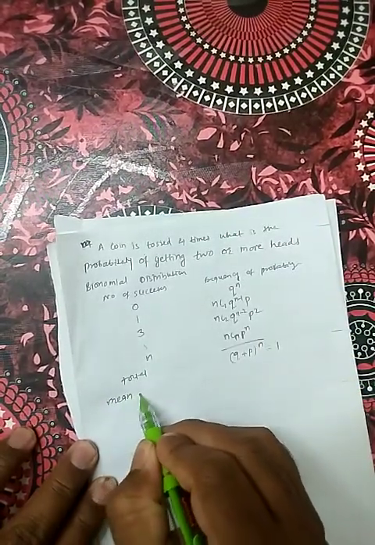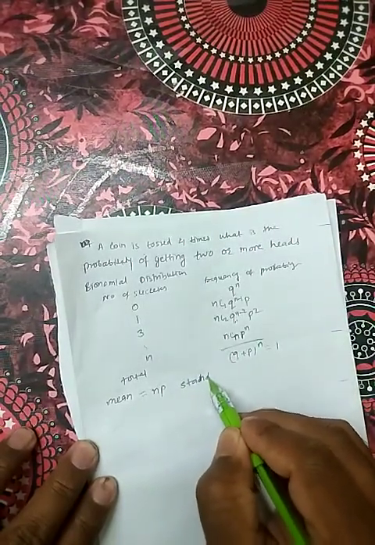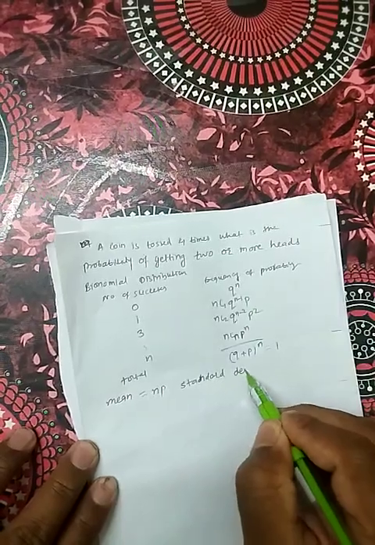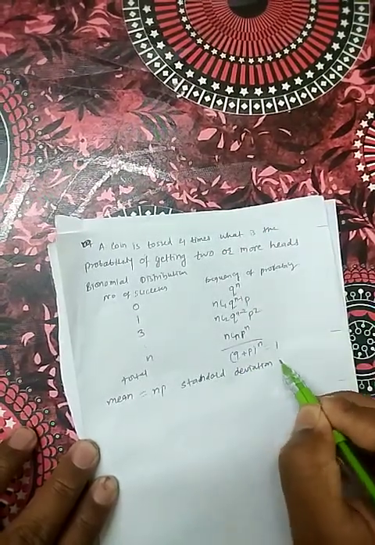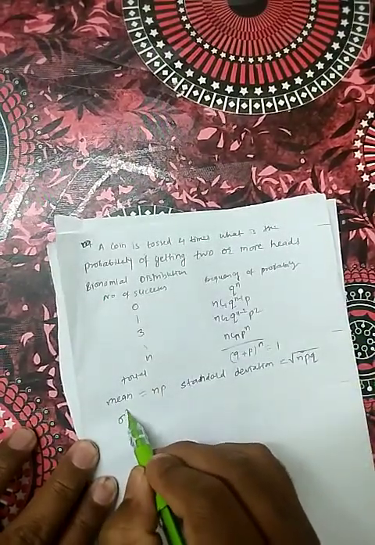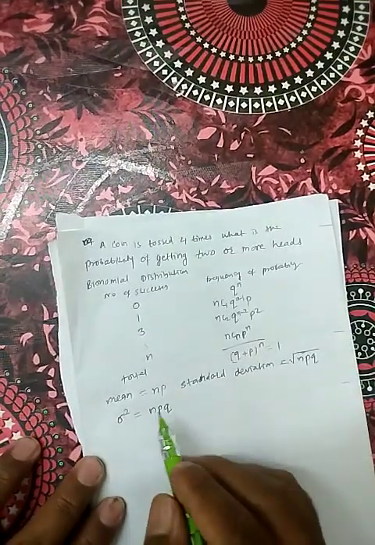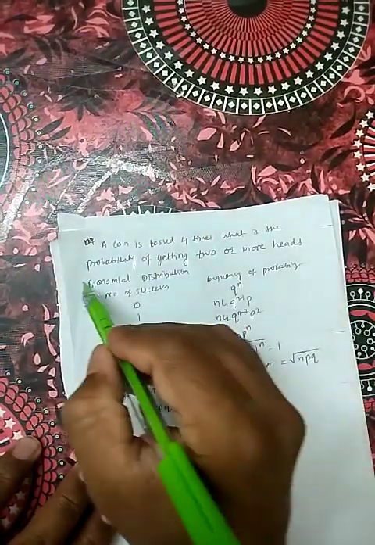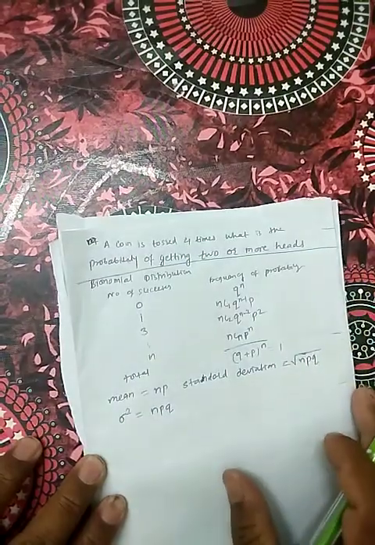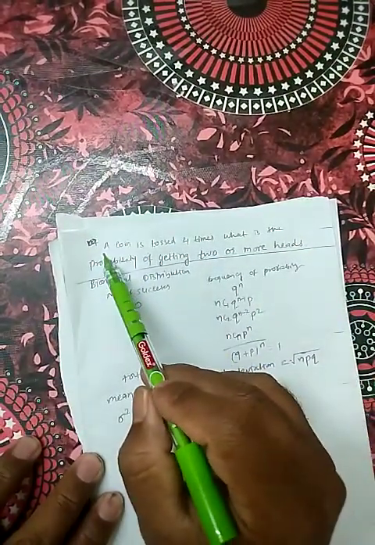In that, mean is equal to np, standard deviation equal to square root npq, and variance sigma square is equal to npq. So this is the basic of binomial distribution. On this binomial distribution, let us look at a problem.